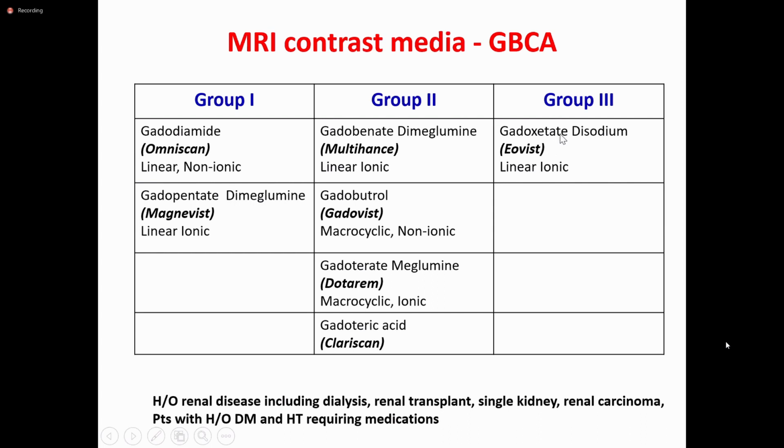We don't have enough literature to state whether it is safe or not, but group 2 is safe. It is better to have MultiHance, Gadovist, Dotarem, and Clariscan. That is gadobenate dimeglumine, gadobutrol, gadoterate meglumine, and gadoteric acid. Why? Because GBCAs are associated with something called nephrogenic systemic fibrosis. So you need to know whether group 1, group 2, or group 3 is safe. Always clarify it with your radiologist.